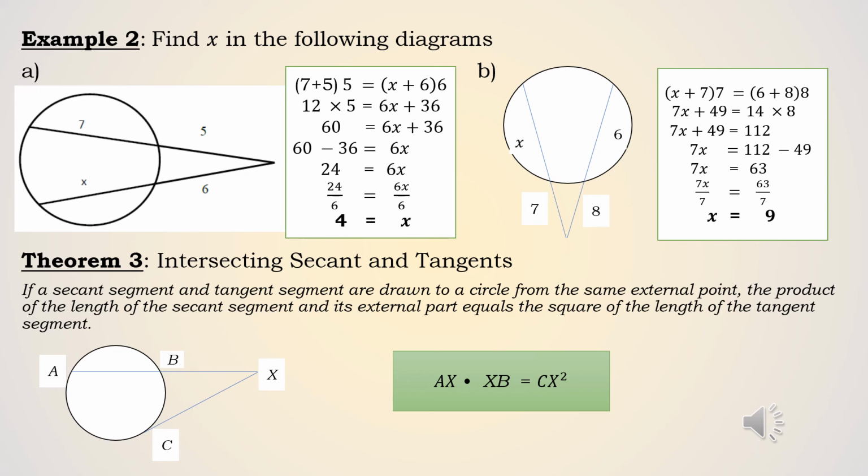Okay, that simply means the rule for the secant will remain the same as we had discussed in Theorem 2. The rule for the secant will be the full length times the outside length, and that will be equal to the tangent squared. So based on this diagram, the full length is AX times the outside length XB, and that is equal to CX squared.